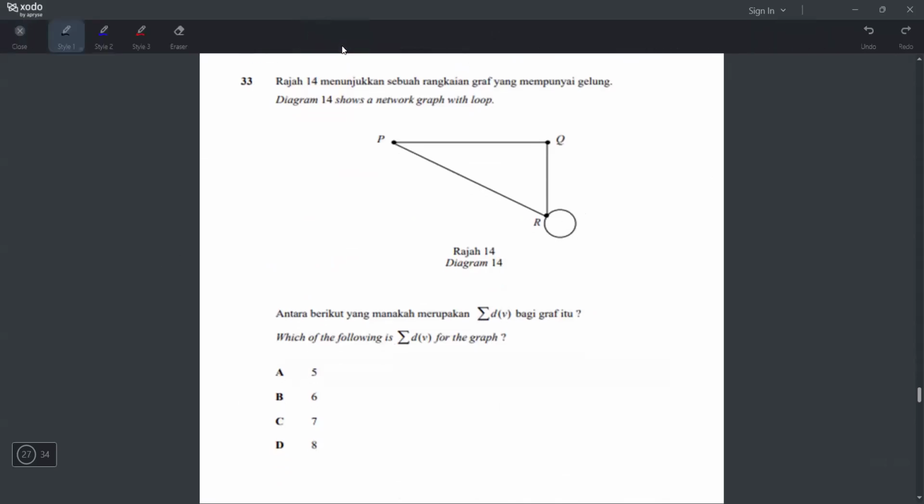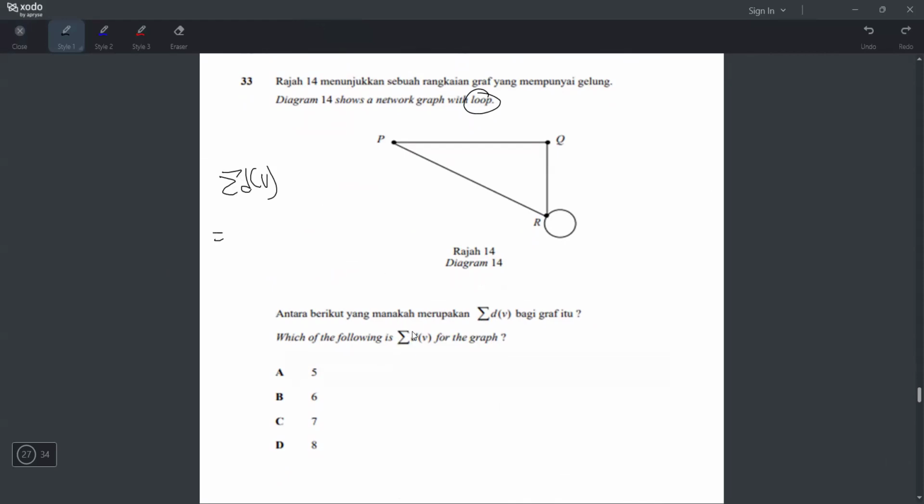Okay, let's continue. 33, diagram 14 shows a network graph with a loop. Okay, there's a loop here. Which of the following is the sum of degree of vertex for the graph? Okay, boleh. Sum of degree of all vertices. Okay, this symbol is sum.